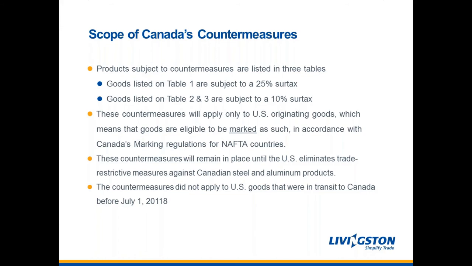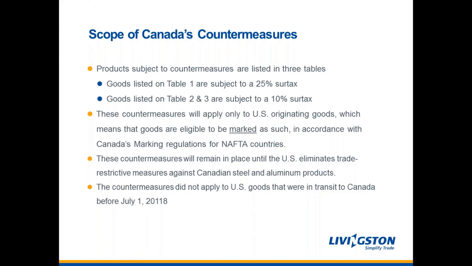The countermeasures, the surtaxes, only apply to U.S. originating goods. Essentially what that means is, as long as they are marked as U.S. origin goods, they're subject to the surtax. And they're going to remain in place, the government has essentially told us, until the U.S. eliminates their restrictive measures. If they remove the aluminum and steel measures that they have against Canada, then what we've heard from the federal government is that they will rescind the surtax or the countermeasures for U.S. origin products coming into Canada.